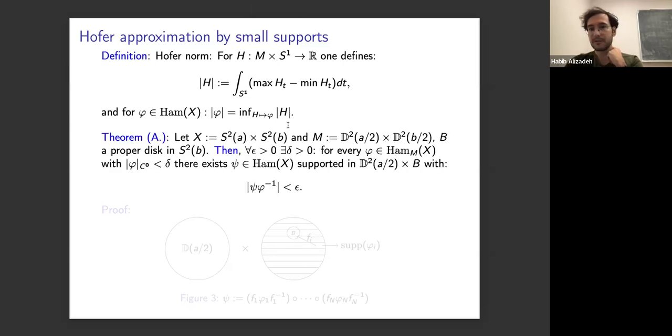Here we have a theorem, which will be useful later. So let X be the product of spheres with areas A and B, and then let M be the polydisk inside X. Again, think of these polydisks as the product of two upper hemispheres. And let B be a proper disk inside the second sphere. So in this picture, you can see B is somewhere here.